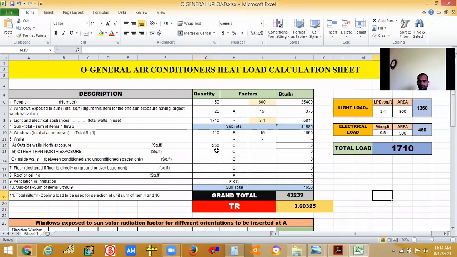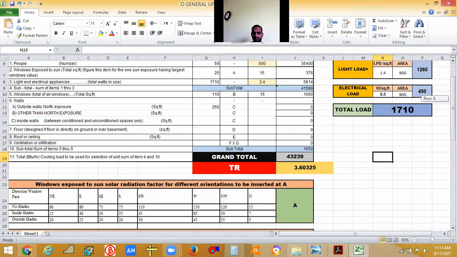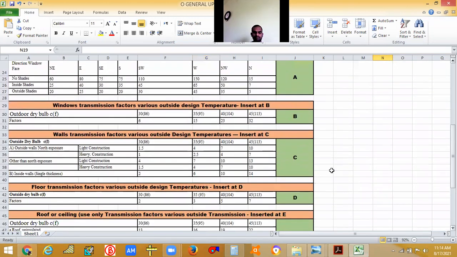Okay, now that I have to multiply with C. So from where I will be getting C? Yeah, wall transmission factors, various outside design temperature. It's shown here. Insert at C. So A, outside wall north exposure. It has been divided into light construction and heavy construction. So here, anyway, you can assume whatever you want. So here I am just giving light construction only. Okay, I am giving an option light construction.